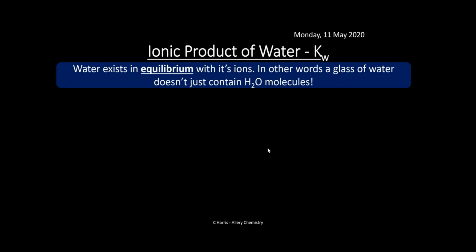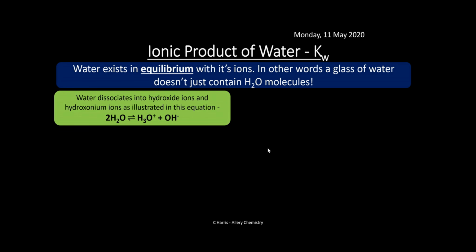So we're going to look at a little bit more detail at what it actually means. Water actually exists in equilibrium. When you have a glass of water, it doesn't just contain H2O. It actually contains H2O, H+ ions, and OH- ions. So it contains loads of different ions in there. This shows the expression for this.